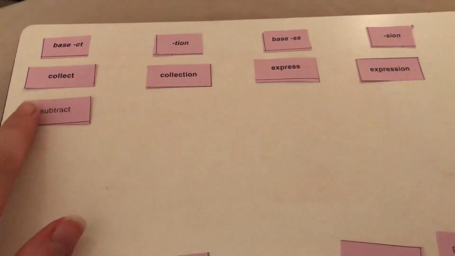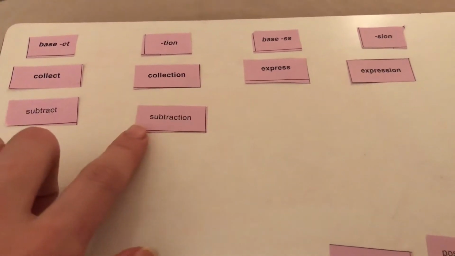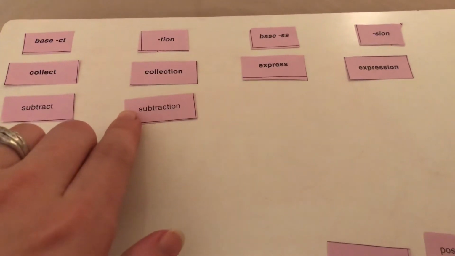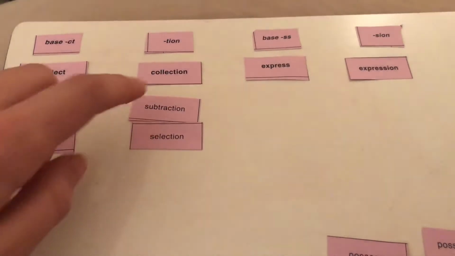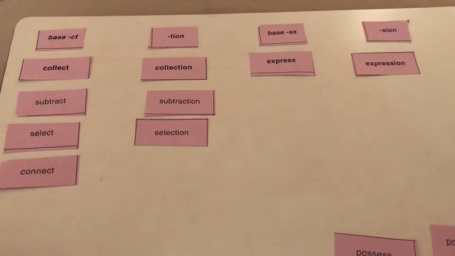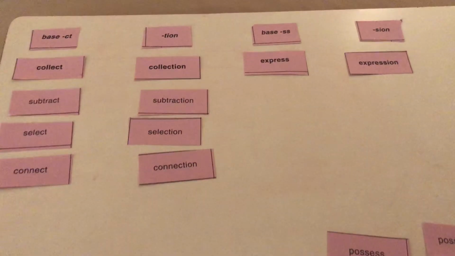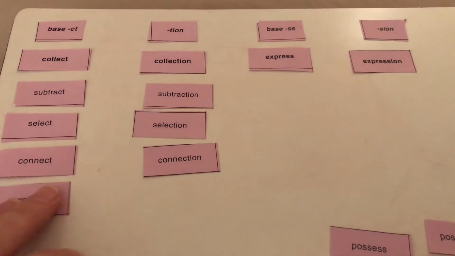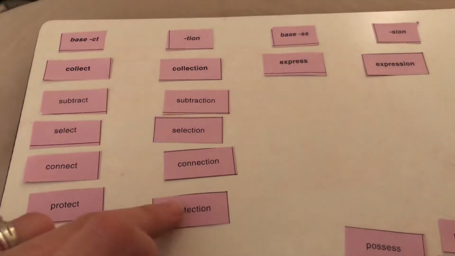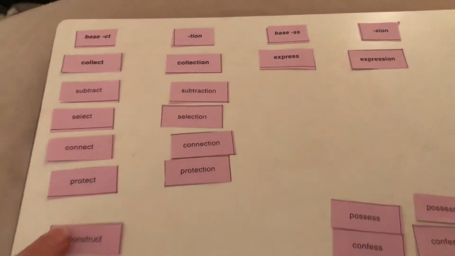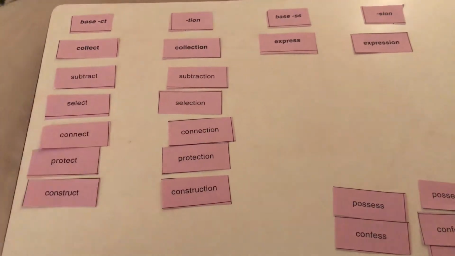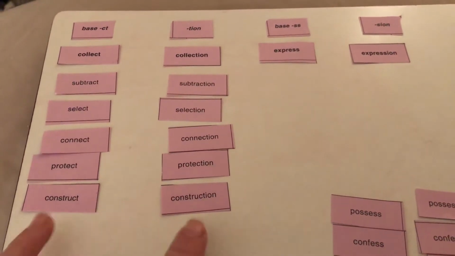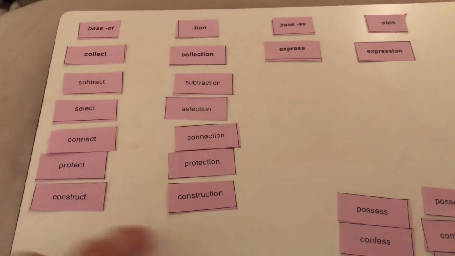So we have subtract, subtraction, select, selection, connect, connection, protect, protection, and construct, and construction. So you can just hear the C better, but do notice that there is not a spelling change.